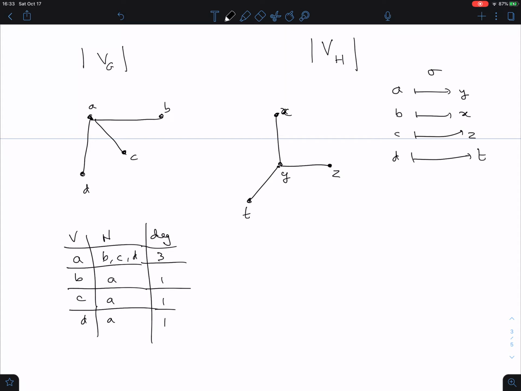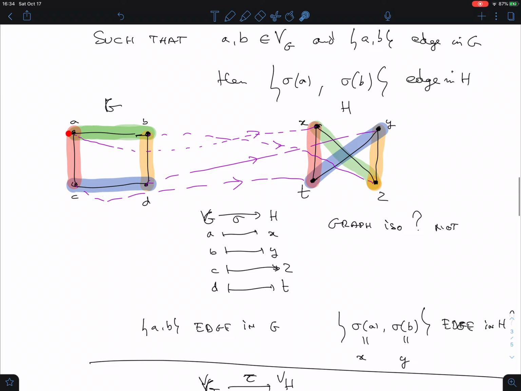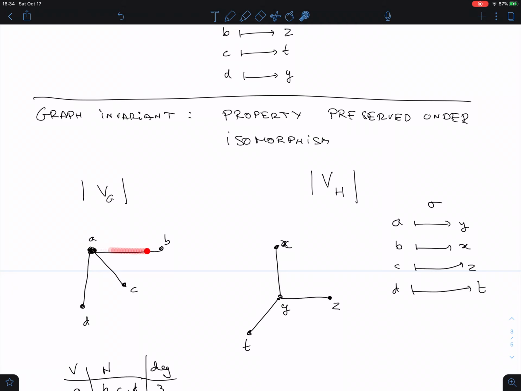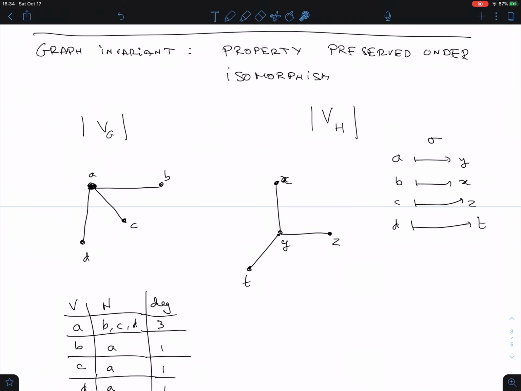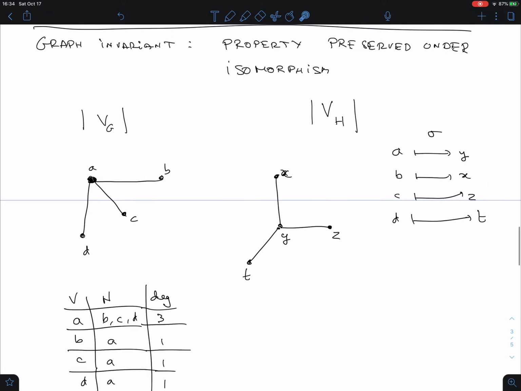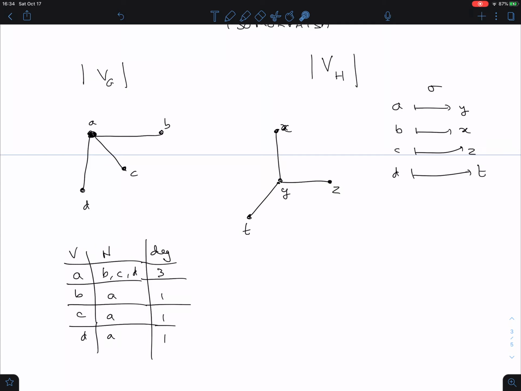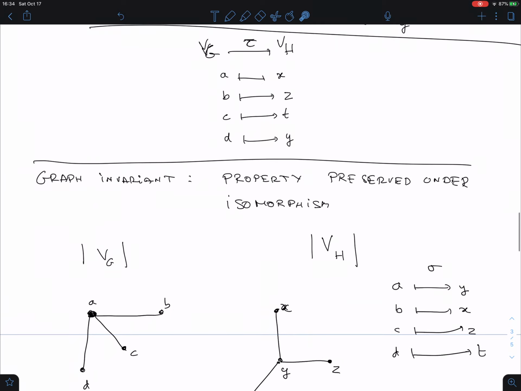And now, okay, what is an invariant here? Let's think about it. If I'm going to send A to one of the vertices here, then what has to happen is, we've seen this, when you make this map, edges are moved around as well. Now, A has 3 edges, so these 3 edges have to be moved around, and they all have to start from X if I send A to X. That's not possible because X has only 1 edge. In other words, what I'm trying to say here is that an invariant of a graph is degree.